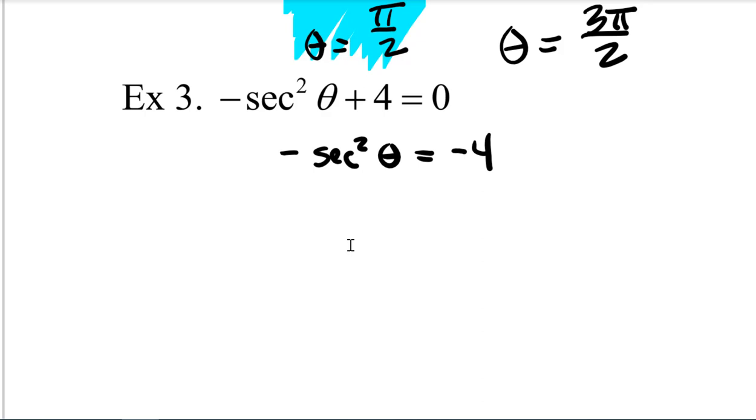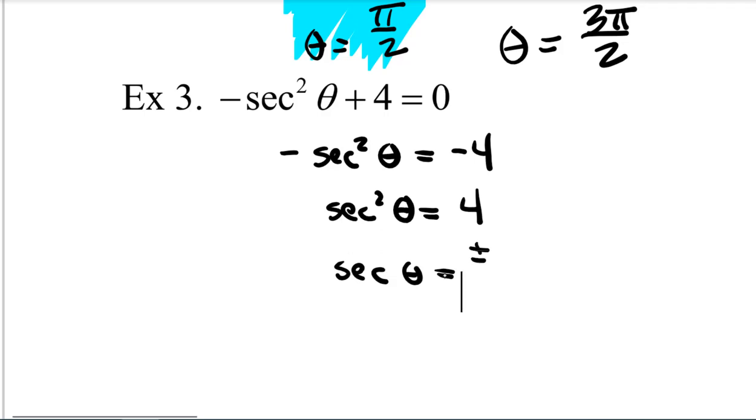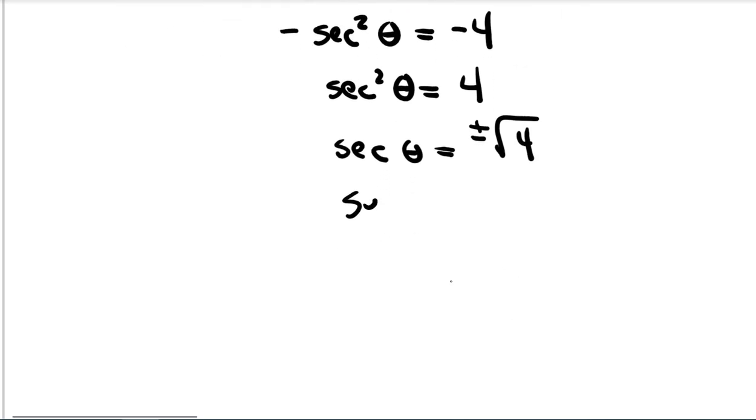And then, of course, to get rid of the negative sign, you can either multiply or divide both sides by negative 1, and that'll give you secant squared theta equals positive 4. Now, when we take the square root of both sides, careful, error alert, be sure that you don't forget the plus or minus. Plus or minus the square root of 4, we know that's just going to end up being 2. So secant of theta equals 2.